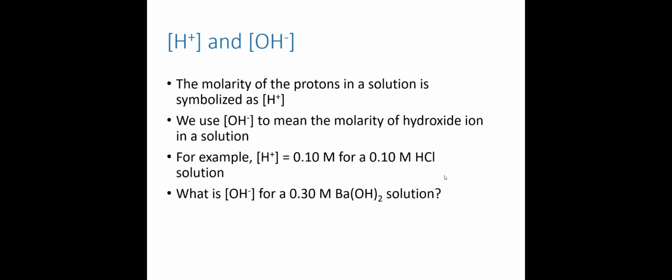So using the same logic, what is the hydroxide ion concentration for a 0.30 molar barium hydroxide solution? Well, barium hydroxide is also a strong electrolyte. It is a strong base. So this means that if I have barium hydroxide in water, that's essentially the same thing as 1 barium ion for every 2 hydroxide ions, because of the 2 in the formula.